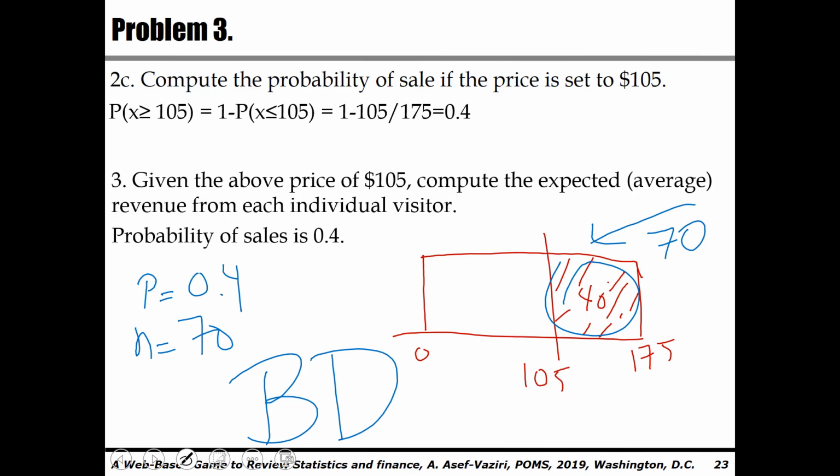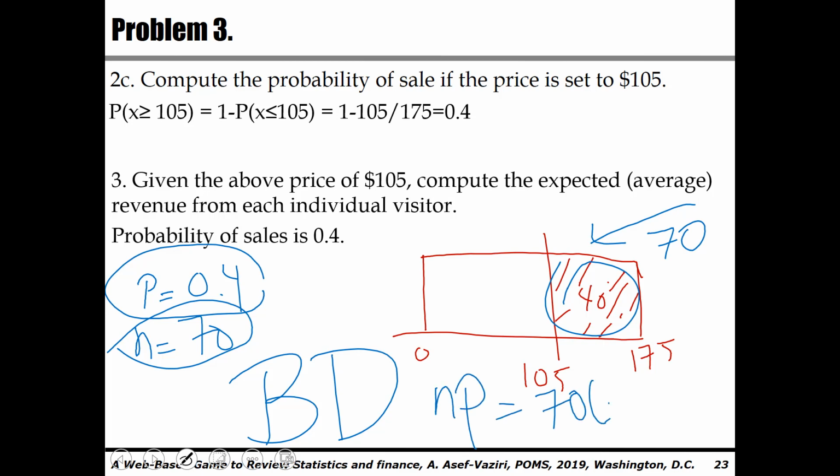From demand curve, from linear demand curve, we went to uniform distribution. Now, from uniform distribution, we migrate to binomial distribution. From a continuous probability distribution, now we migrate to a discrete probability distribution. If P is 0.4 and N is 70, daily sales is N times P, which is 70 times 0.4, which is 28. Every day, on average, we sell 28 units.